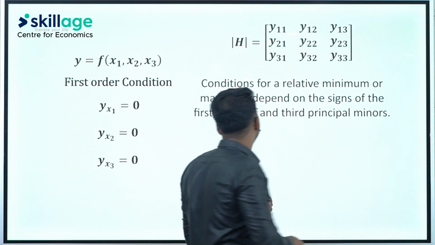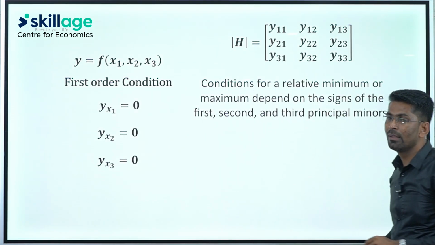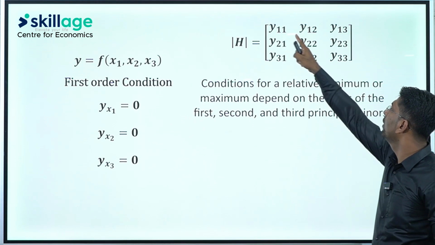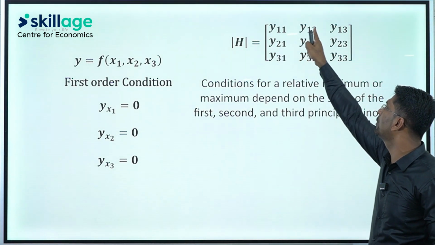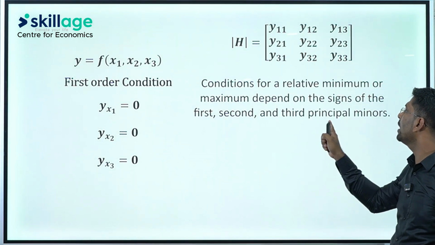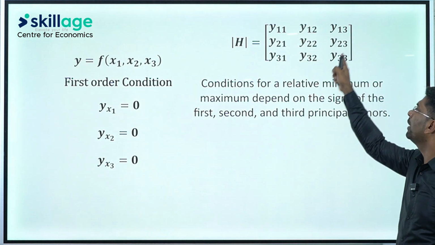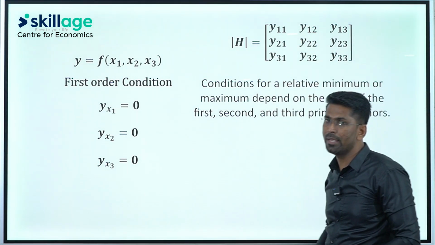What is the first principal minor? That is y1. What is the second principal minor? That is this 2 into 2 matrix. What is the third principal minor? See, all this H will become H3.